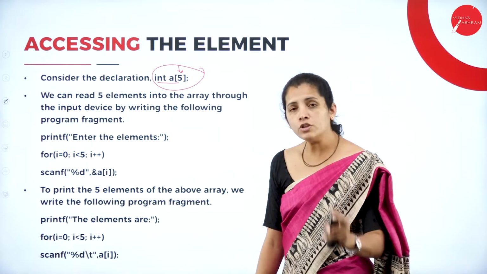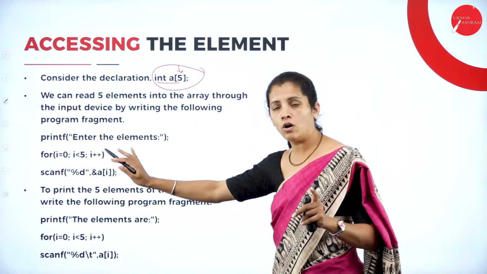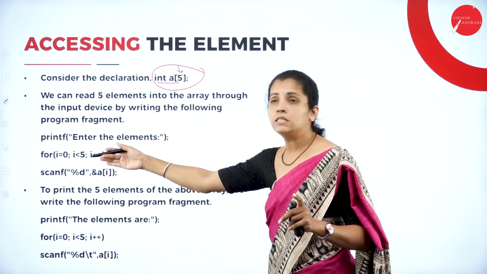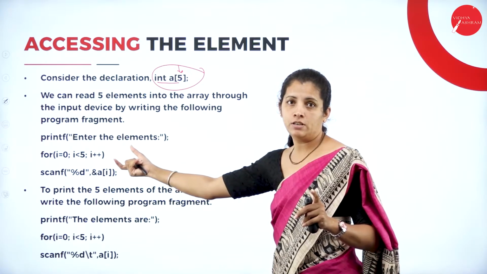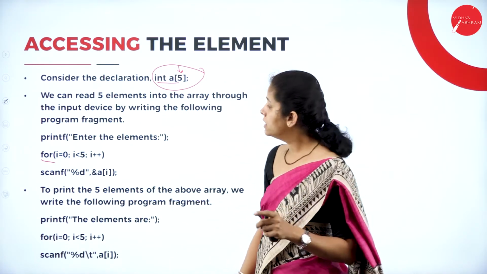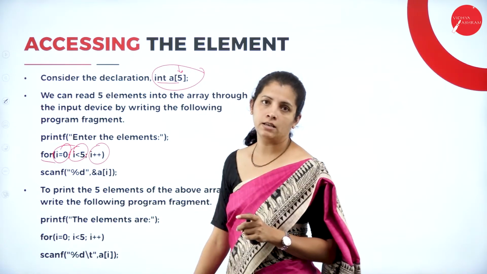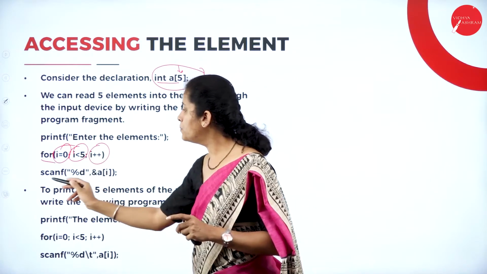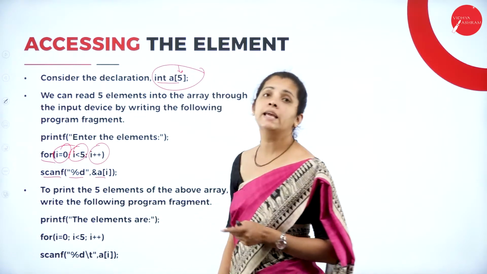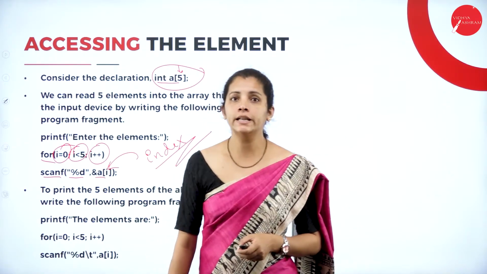But most of the time we are going to use for loop, because we know how many times I want to repeat this statement. I know the iteration. For that reason, I'm going to use for loop. So, for, it is my initialization, this is my condition, and this is my increment. And I'm going to read the input with the help of scanf, %d, and ampersand a of I. So here I is always going to represent index.